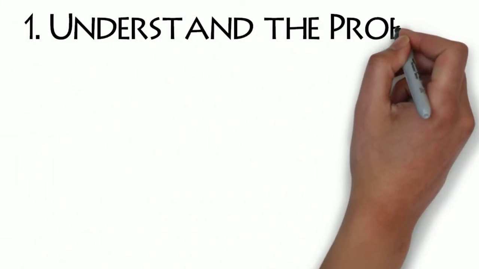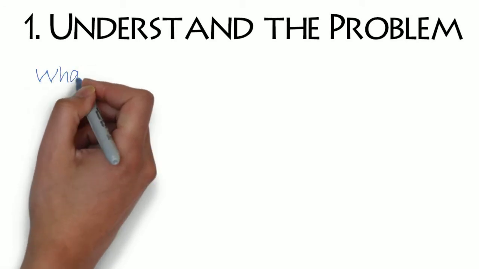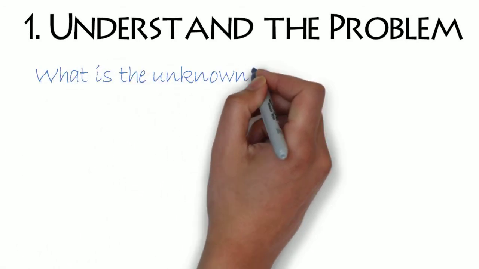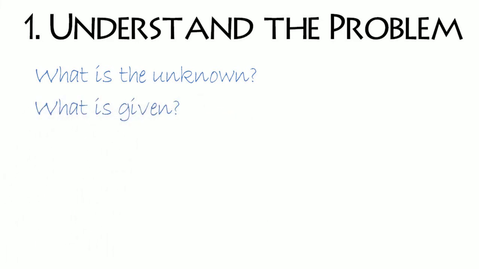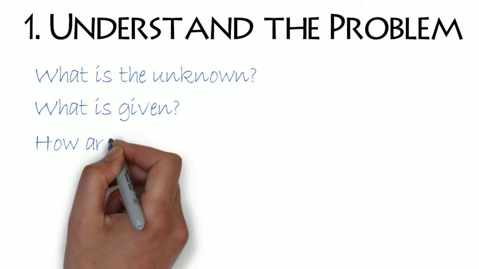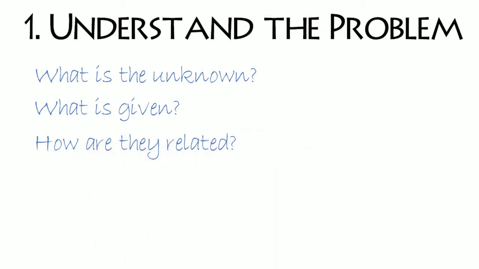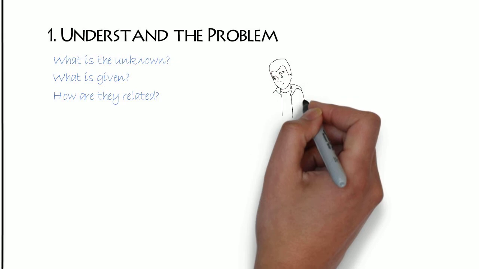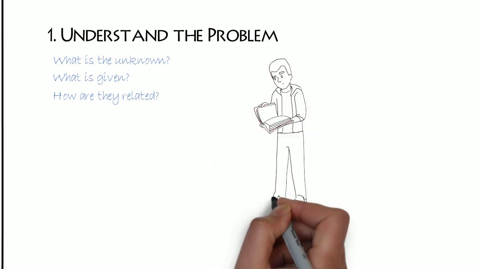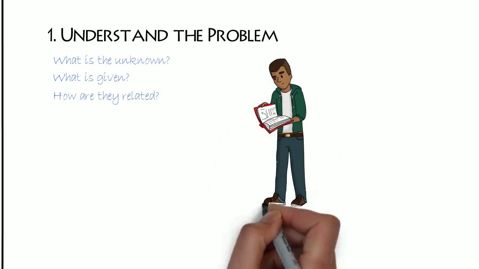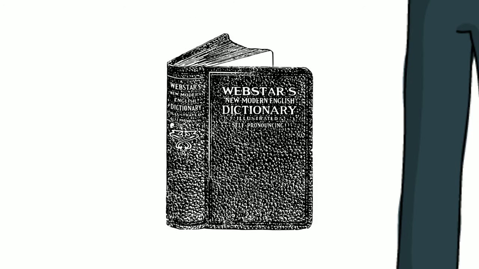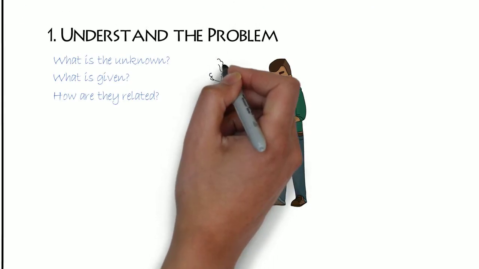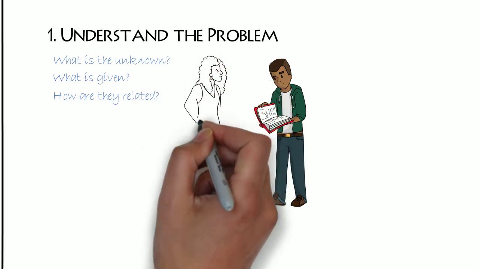To understand the problem, you basically want to answer 3 questions. What is the unknown? What is given? And how are they related? There are a variety of strategies to tackle this. Read the problem. Reread it. Read it out loud. It's amazing how much reading aloud helps with comprehension. Make sure you know the meaning of all the words used in the problem statement. Try restating the problem in your own words.